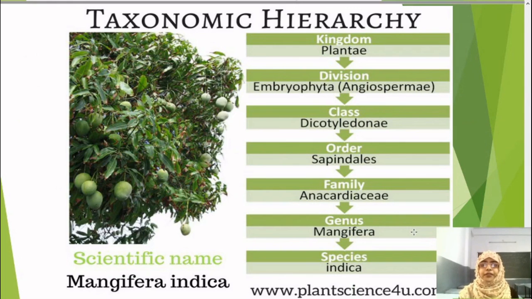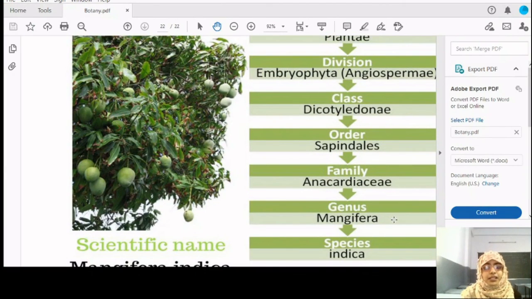One more example. You can see the taxonomic hierarchy of a basic example of a single plant. It is Mangifera indica. Mangifera indica is nothing but mango. According to the hierarchy, that is kingdom Plantae, division Embryophyta, that is angiosperm. I told you angiosperm, flowering plants. The division is angiosperm, which comes under the class dicotyledon. Dicotyledon is two cotyledons, which comes under order Sapindales, family Anacardiaceae, genus Mangifera, and species indica.